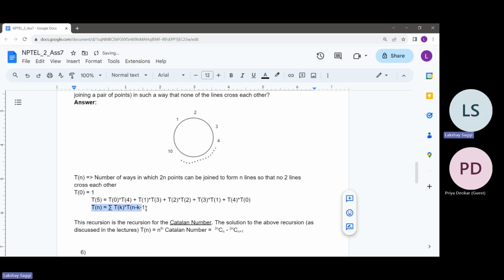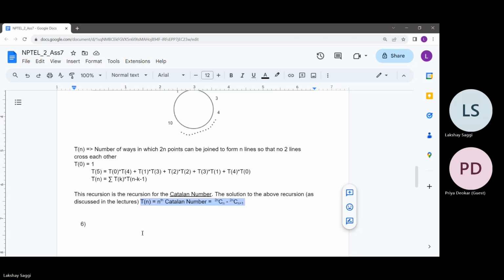Tn, which follows this sort of recursive relation where t of 0 is 1, is called the nth Catalan number, and it is equal to 2n choose n minus 2n choose n plus 1. So I really recommend that you watch the lectures on this concept of Catalan number and this recursion, which was covered in this week's lectures. This was not trivial and would require you to see the lectures to get a proper understanding. That's why I would recommend you to watch this lecture.